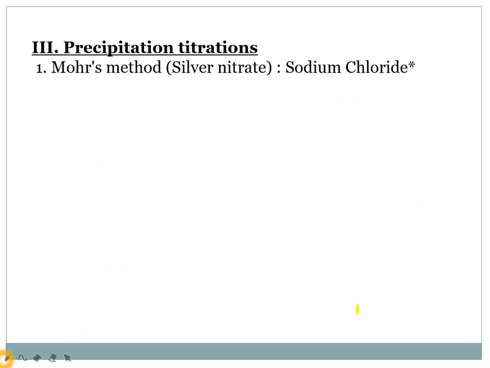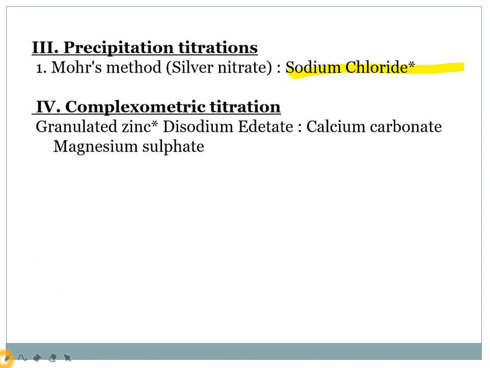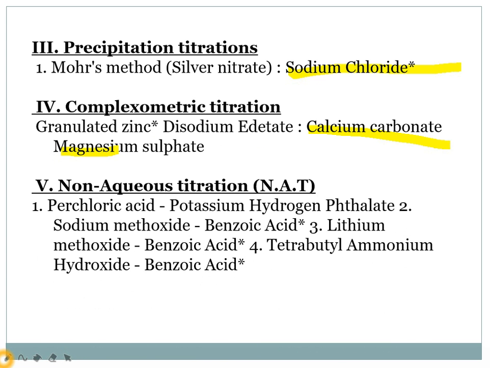Then precipitation titrations, for example the Mohr method, the primary standard is sodium chloride. In case of complexometric titrations with disodium edetate, the primary standard is granulated zinc, calcium carbonate and magnesium sulfate. In non-aqueous titrations, for perchloric acid, we can use potassium hydrogen phthalate as a primary standard. In case of sodium methoxide, lithium methoxide and tetrabutyl ammonium hydroxide, the primary standard is benzoic acid.